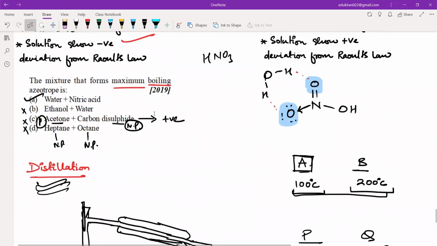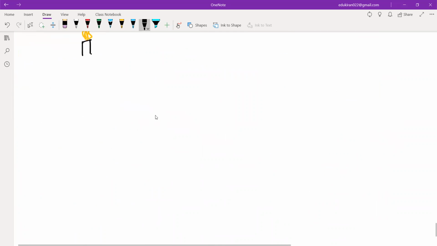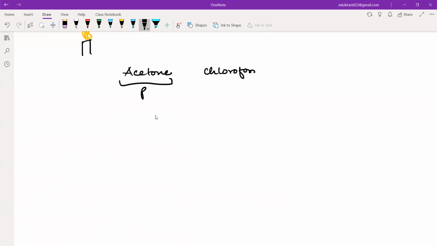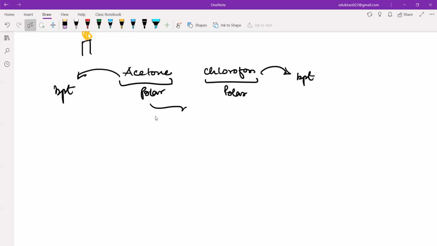Now, let us look at this case where we had acetone and chloroform, if you remember. Acetone will be polar, chloroform will be polar, right? Now, this acetone will have its own boiling point. Chloroform will have its own boiling point. But when I mix these two, what I get is a hydrogen bond. Yes or no? Yes, sir.